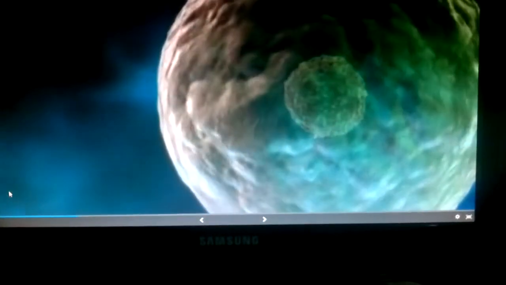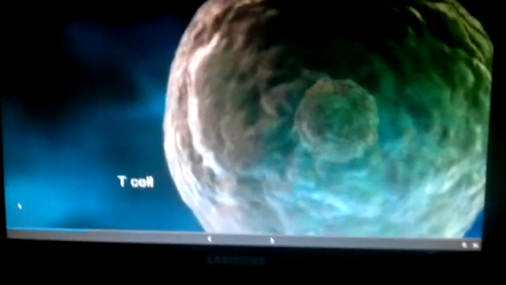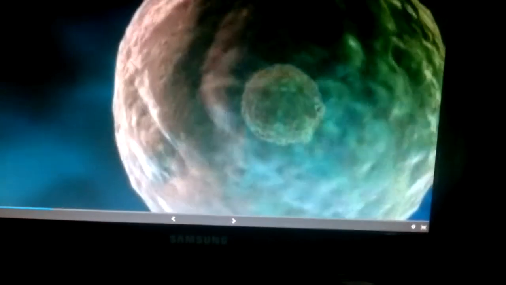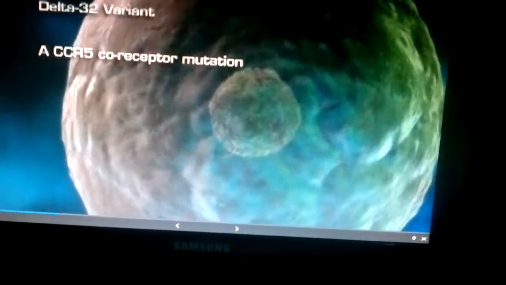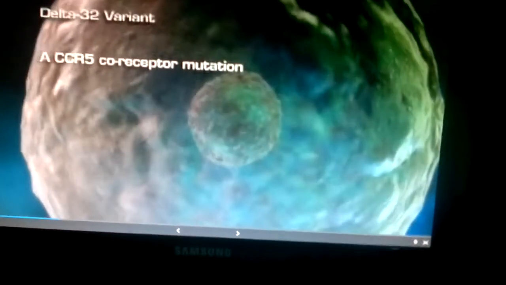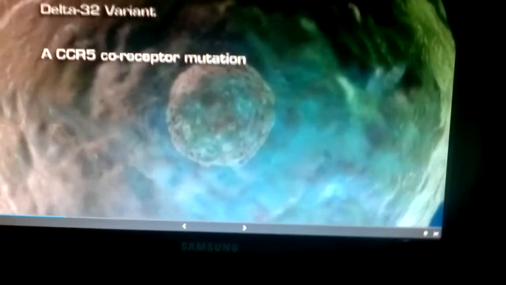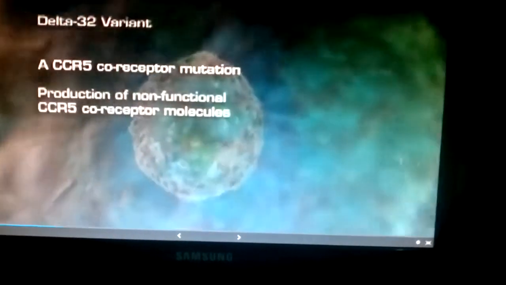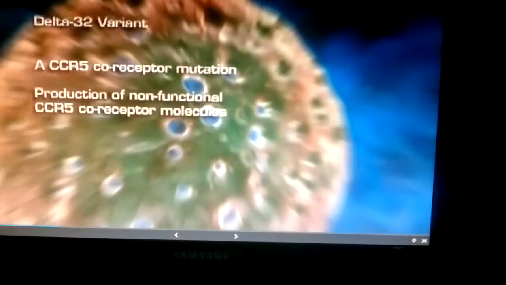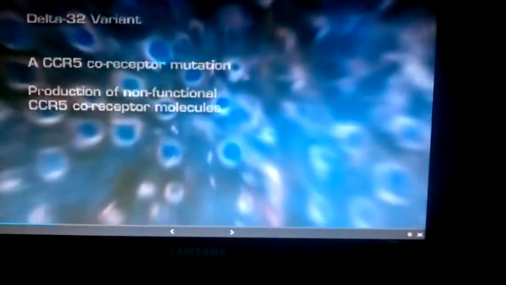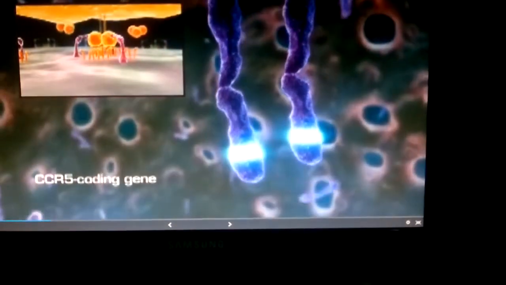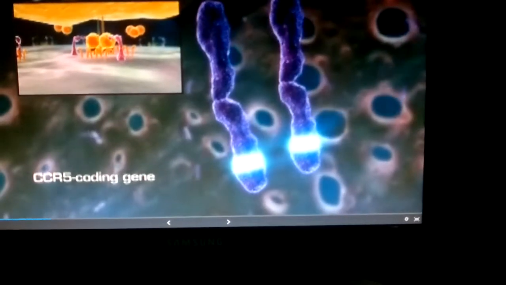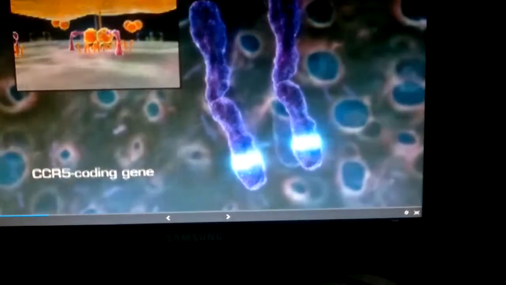The concept that co-receptors play a crucial role in HIV disease became evident when a common mutational variant of the CCR5 coding gene, known as Delta 32, was discovered in 1996. This CCR5 genetic variant results in the production of non-functional CCR5 co-receptors. Persons with two normal copies of the CCR5 gene predominate in the population and are susceptible to HIV infection.